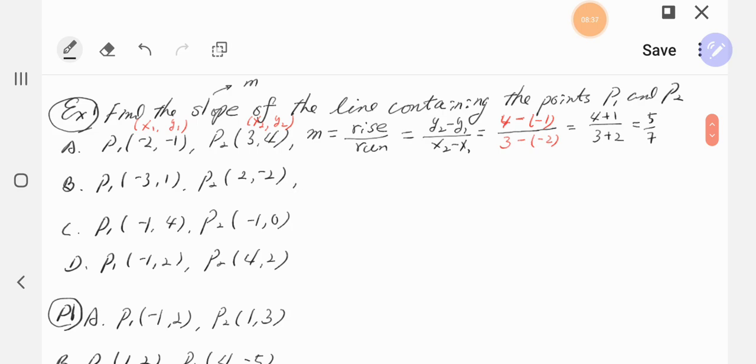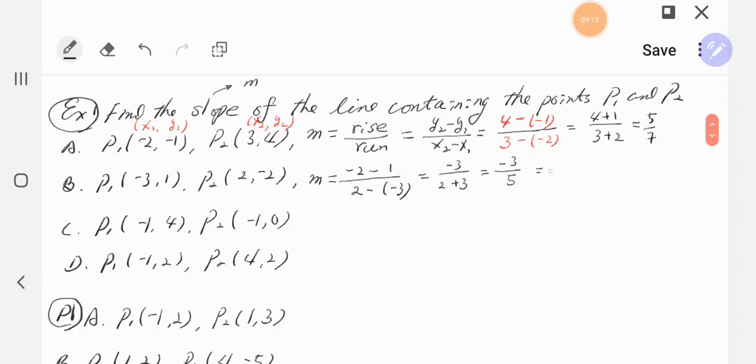Okay, let's try letter B. So the slope is rise over run, y2 minus y1 over x2 minus x1. So y2 is the second point, which is negative 2. So the y coordinate of the second point minus y1. y1 is 1. And then x2 minus x1, so 2 minus x1, which is negative 3. Then simplify. So negative 2 minus 1 is negative 3 over 2 plus 3, right? So negative 3 over 5.